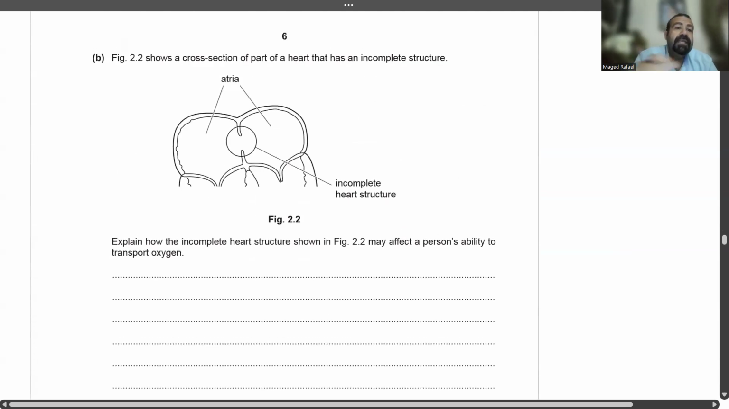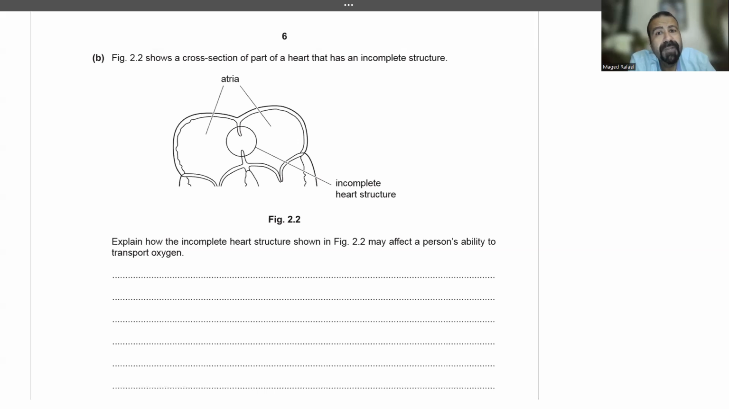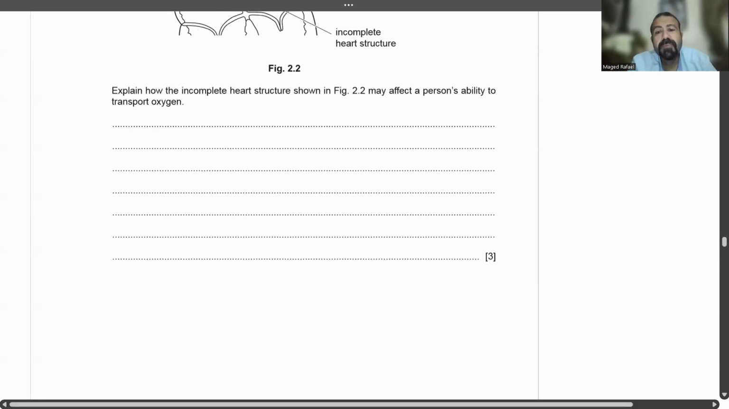Malak Ahmed. This is a cross-section of part of a heart that has an incomplete structure. And the incomplete structure is the separator between the atria, or the right atrium and the left atrium. I mean, the atria, this is the plural of the atrium. There is no word atriums, okay? We call it atria. Explain how the incomplete heart structure may affect a person's ability to transport oxygen.